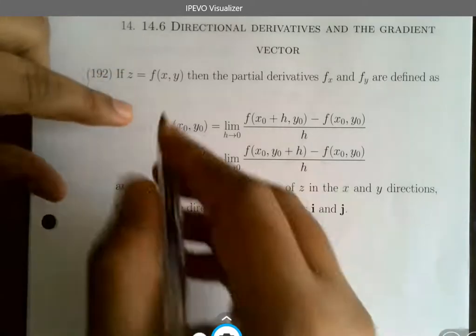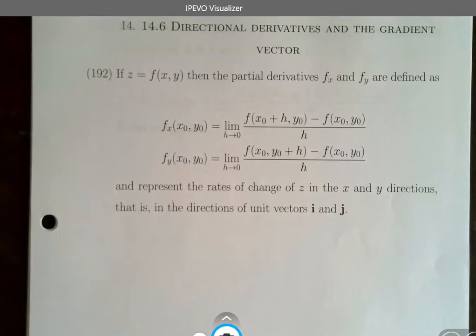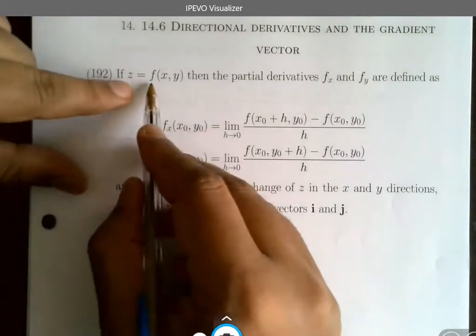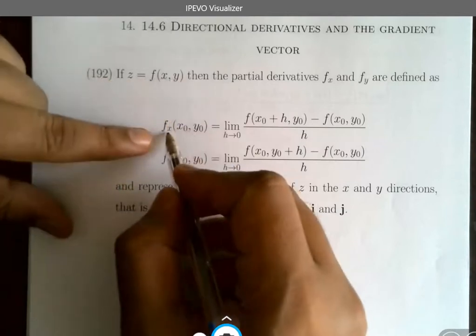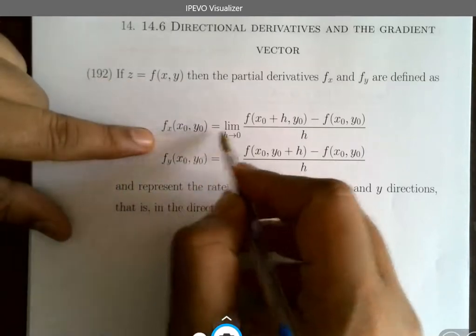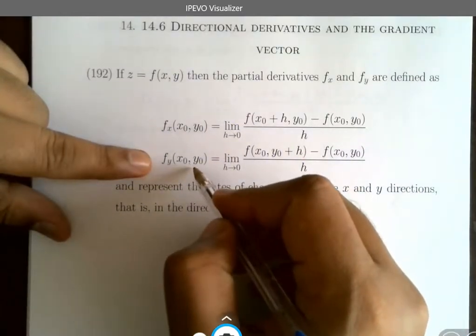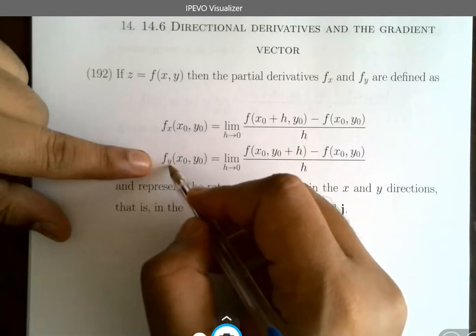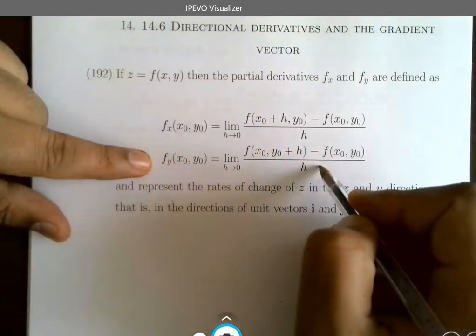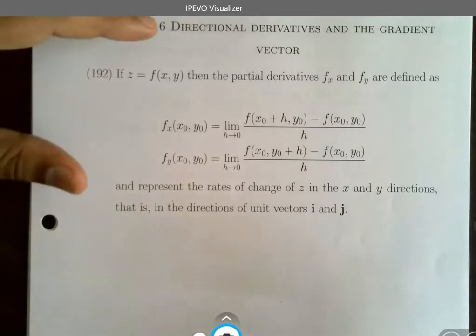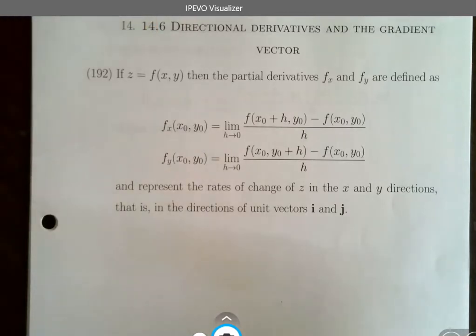Here we are defining the partial derivative of f with respect to x. That means z is a function of x and y, and the partial derivative of f with respect to x is given as this, and the partial derivative of f with respect to y is given as this, in the limit case. If the limit exists, then the partial derivatives exist. If the limit does not exist, then the partial derivatives do not exist.